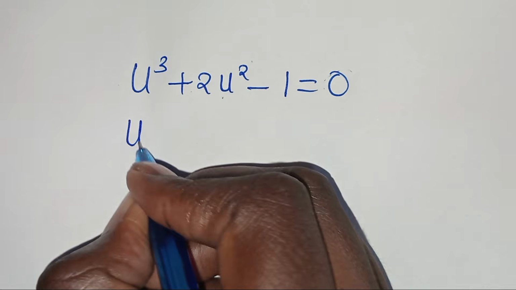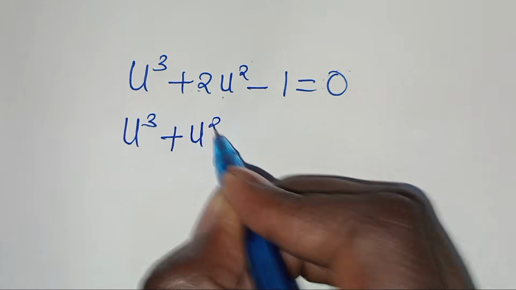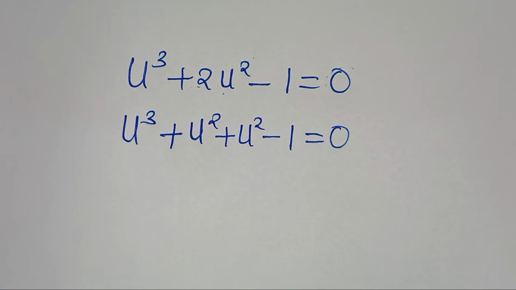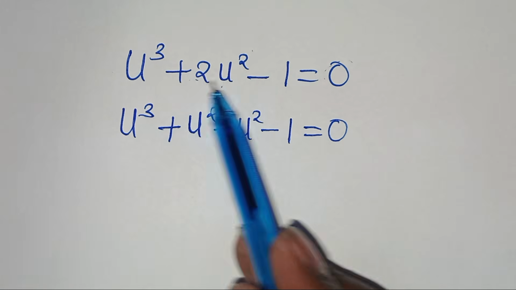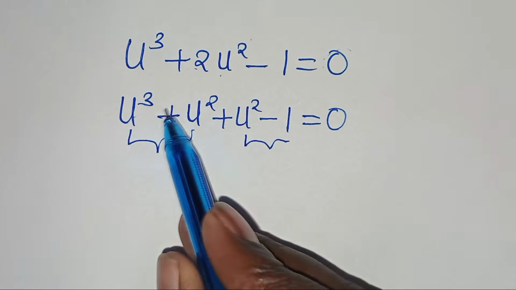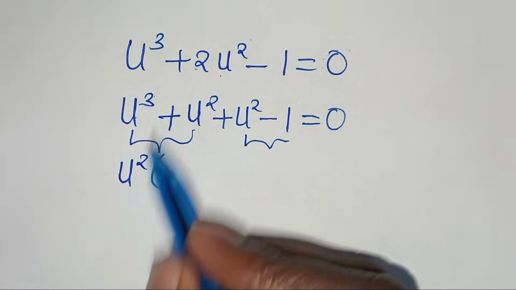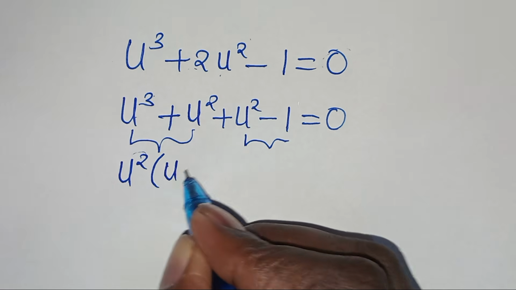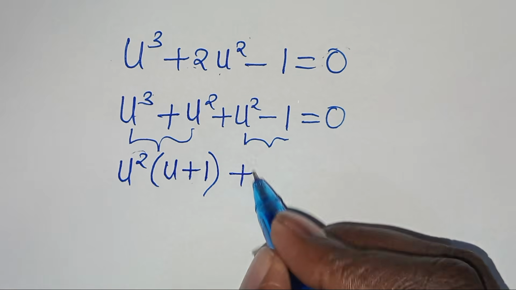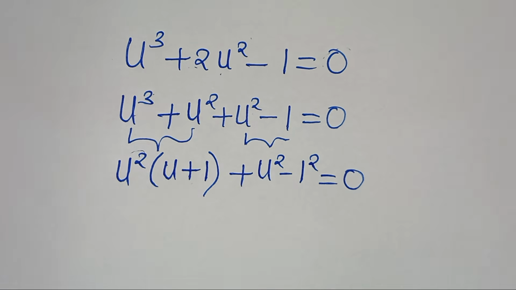So this means we have u to the power of 3. We can express 2u squared as plus u squared plus u squared, subtract 1, equal to 0. U squared plus u squared is 2u squared. Now we have two parts here. From the first part, u squared is common. Let's factor out u squared, so that u to the power of 3 divided by u squared is u, plus u squared divided by u squared is 1, then plus u to the power of 2 subtract 1 to the power of 2, equal to 0.